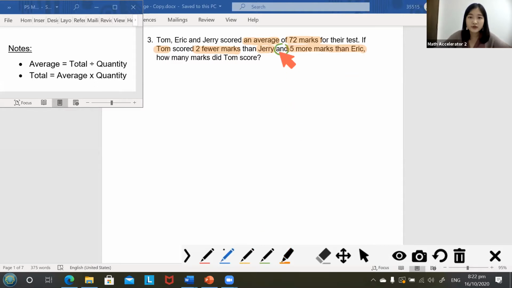Right, so if you're afraid that you'll be confused, you can write here Tom again, so you won't be confused. Right, who has 5 more marks than Eric? Okay, it's still Tom. Okay, so let's draw the model. Okay, you have Tom, who's got 2 fewer than Jerry. So his model will be shorter than Jerry by 2.